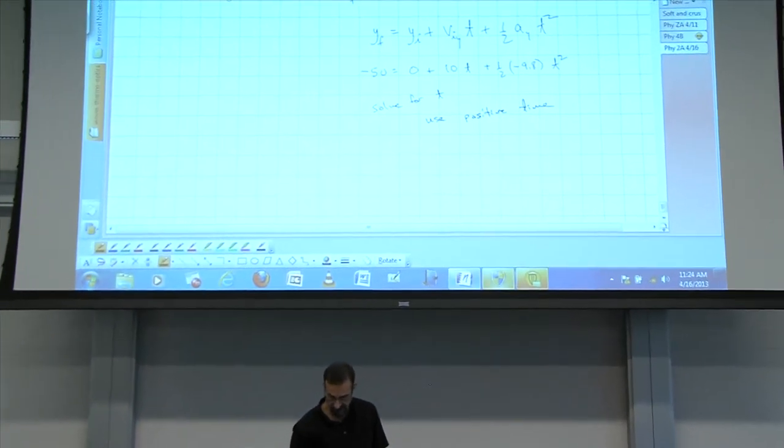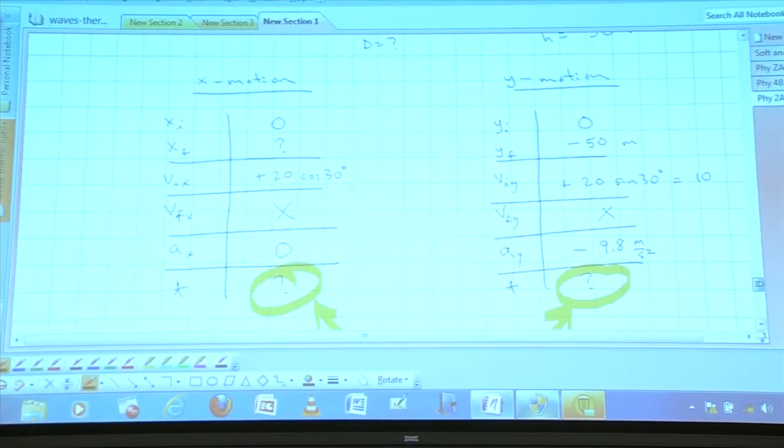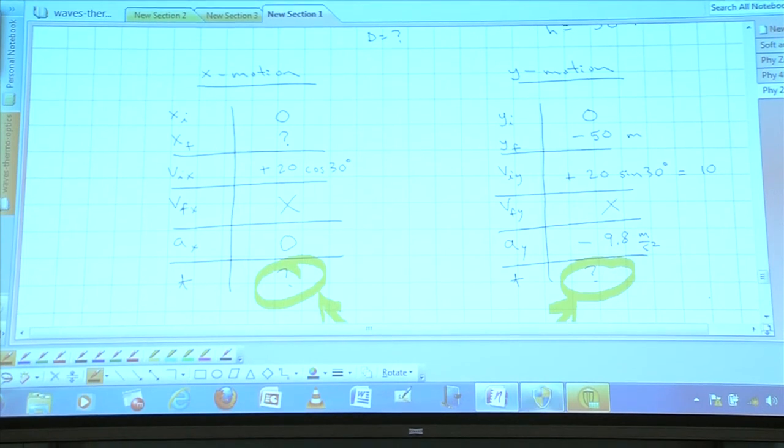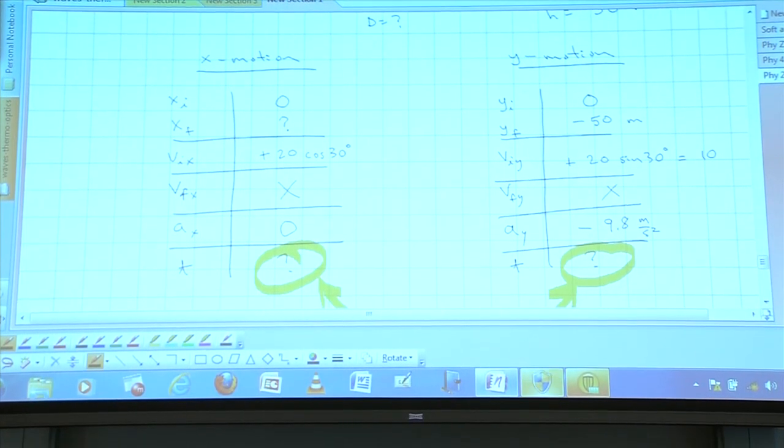And then plug it into the other side. And once you have it in the other equation, then it's just distance equals rate times time, right? And you can figure out, or look at your kinematics equations and figure out what x final is.